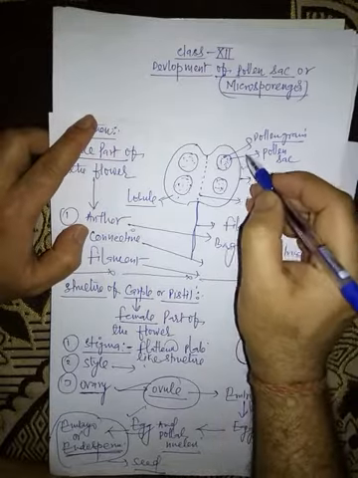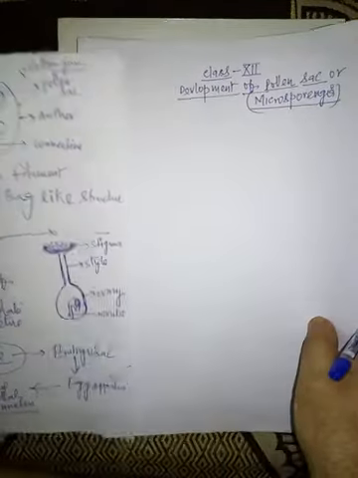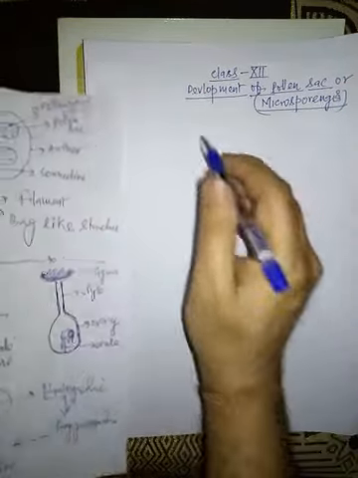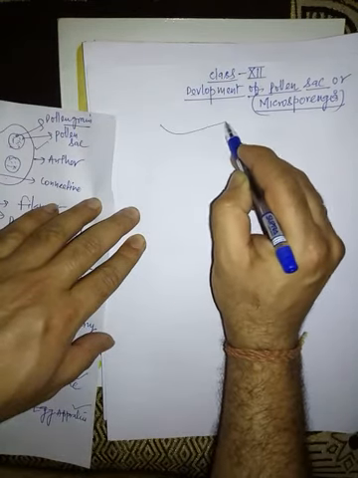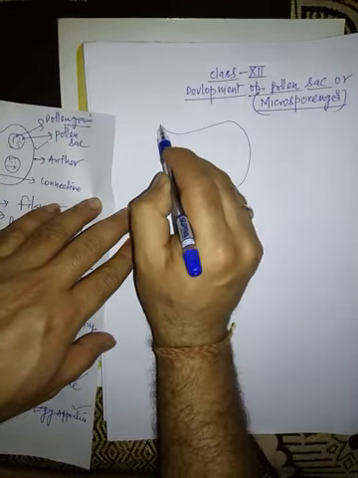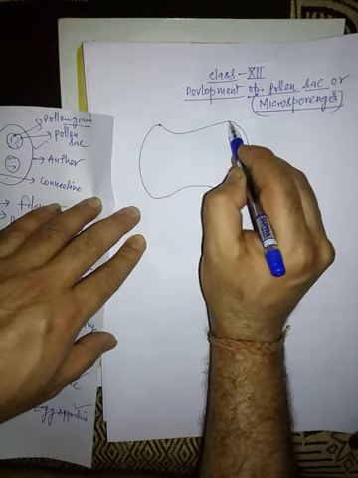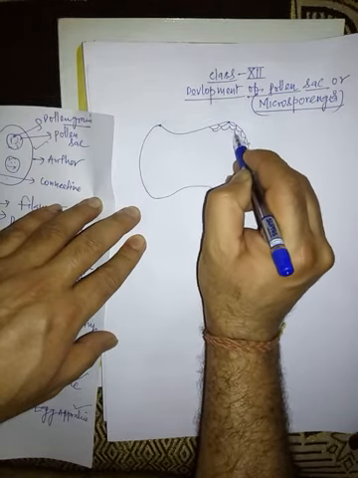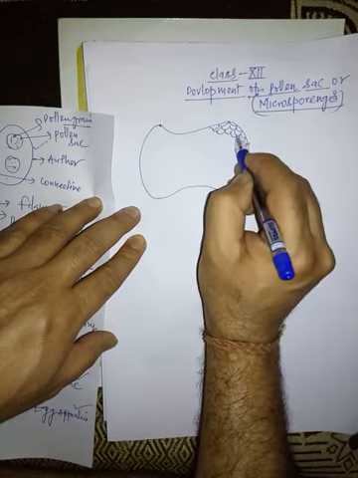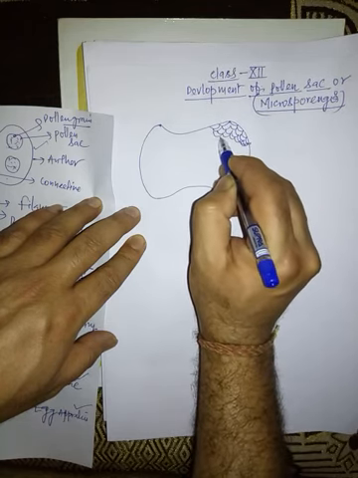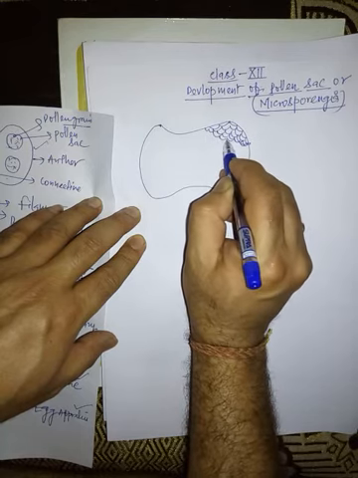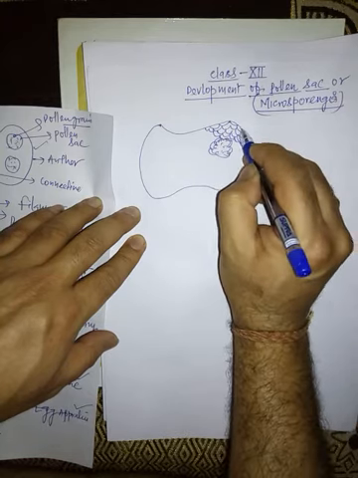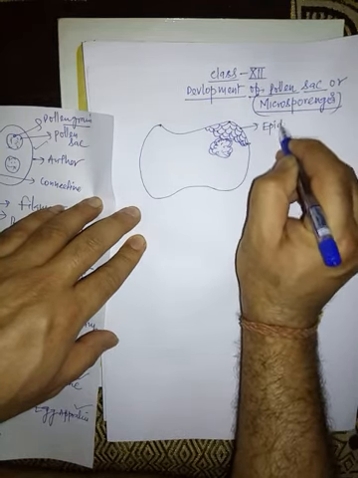First we will watch the structure of anther. This is the first layer and second layer, third layer, fourth layer. So many layers are there, and this first layer is called epidermis.